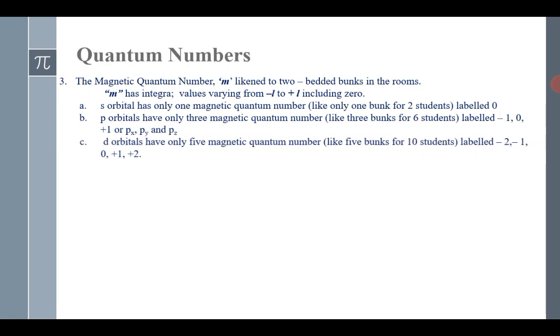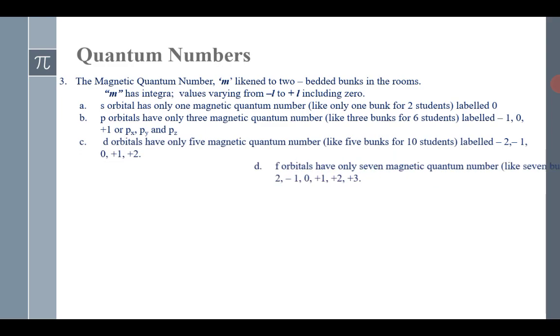Then when you have d orbitals, we are going to talk about 5 magnetic quantum numbers, since they can take up to 10 electrons and they are to be paired. So we have 5 bunks like that in that room, and the 5 quantum numbers are labeled from -2 to -1 to 0 to +1 and to +2 respectively.